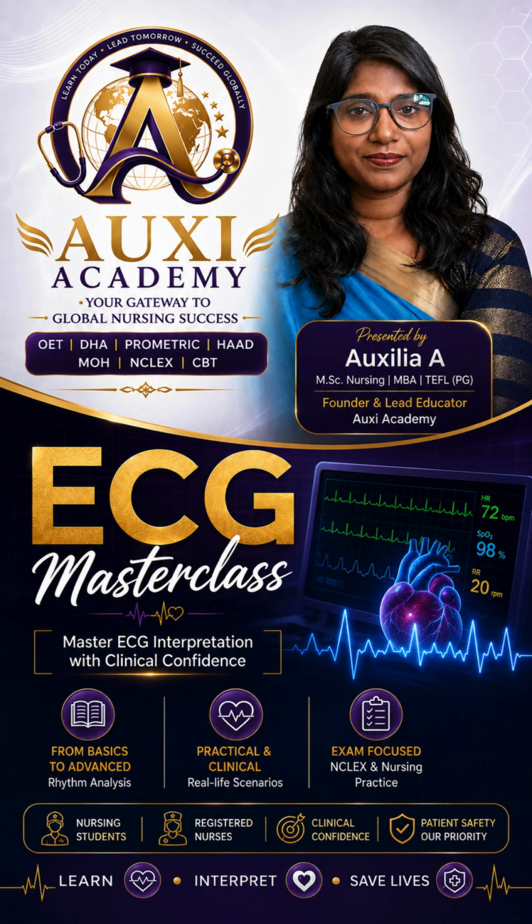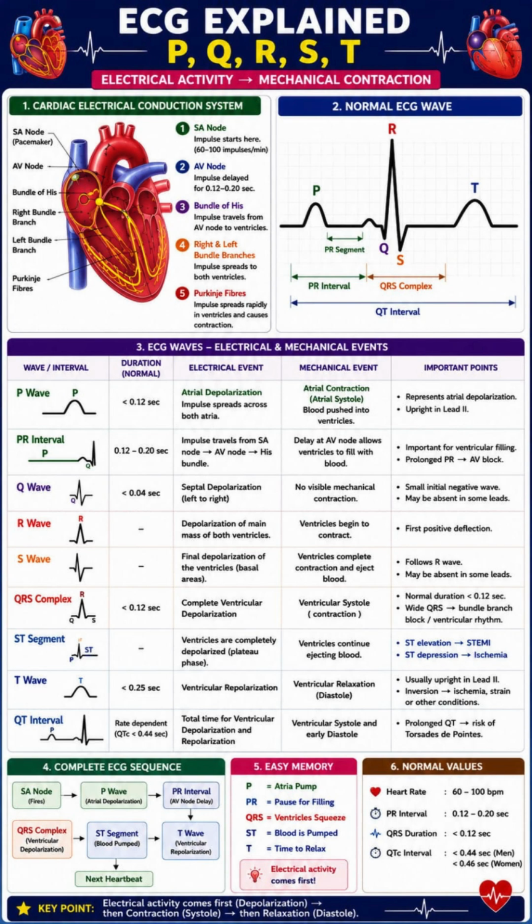Today, we are going to understand the electrocardiogram, or ECG, in a simple and easy-to-remember way. An ECG is a graphical recording of the electrical activity of the heart. It does not measure the pumping action directly. Instead, it records the electrical impulses that trigger the heart muscle to contract. Always remember this important principle. Electrical activity comes first. Mechanical contraction comes next.